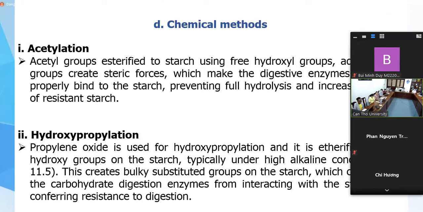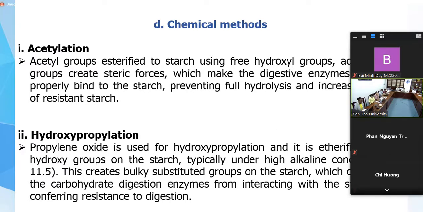Another method is chemical. Apart from physical and enzymatic, we also have chemical methods. In the chemical methods, we have acetylation, which is the addition of acetyl groups. The acetyl groups are esterified to starch using free hydroxyl groups. The added acetyl groups create steric forces, which make the digestive enzymes unable to properly bind to the starch, preventing full hydrolysis and increasing the content of resistant starch.